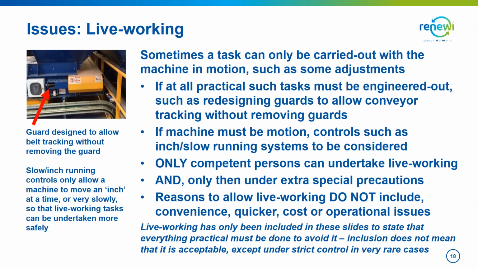You can use slow running controls or inch controls. These only allow a machine to move a small amount or very slowly when live working is being done. Typical example in waste management would be replacing baler wire in an automated baler. Yeah. And the reasons to allow live working do not include operational convenience or cost or time. Yeah, you must be absolutely sure that there's no other practical way of doing it before you allow live working, and even then it must only be done by competent people and under strict instructions. Yeah.